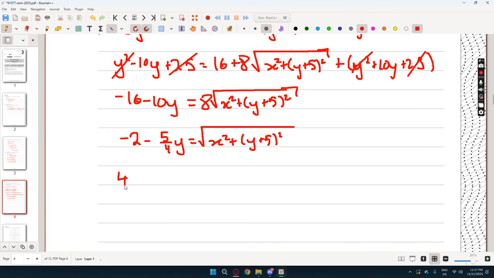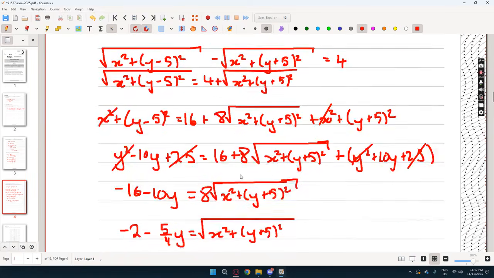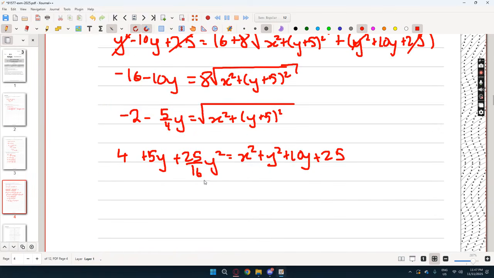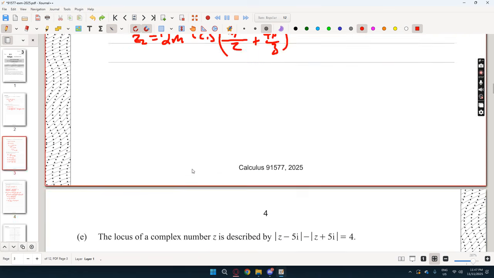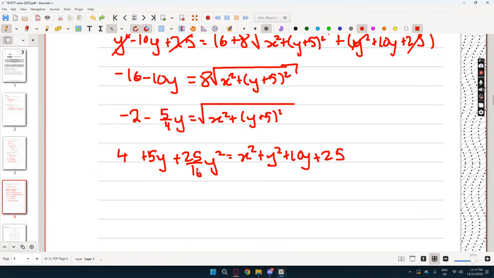That's 5 squared. So 4, that times that is plus 5y plus 25/16 y squared equals x squared plus y squared plus 10y plus 25. Oh, that's just rough. So it equals k. I mean, is it y? Okay, y squared, 25/16 minus 1, so that's 16. So that's 9/16 y squared minus x squared minus 5y equals 21.